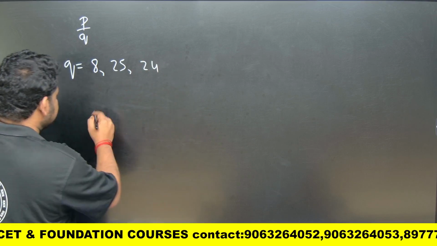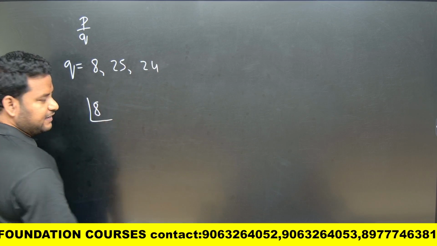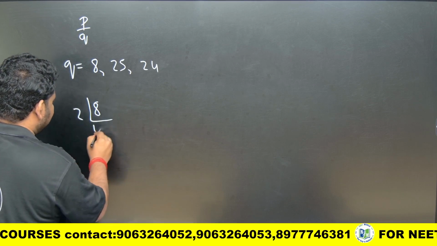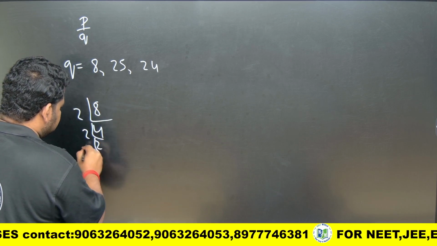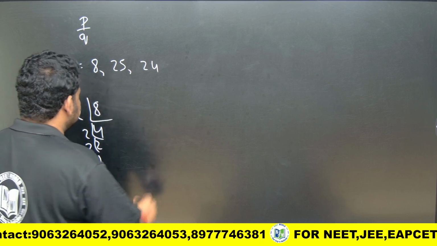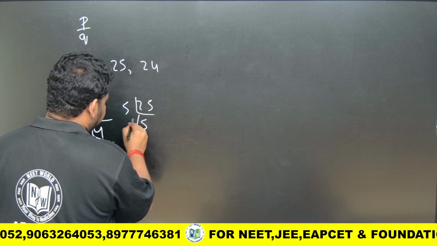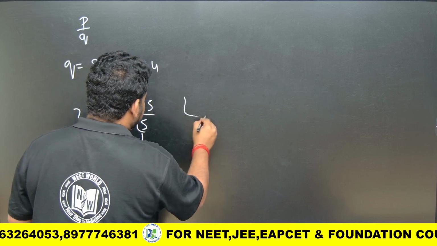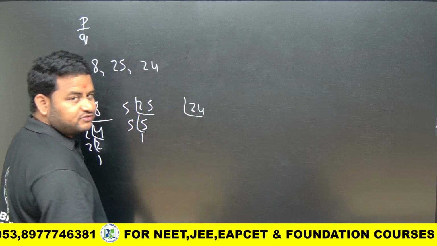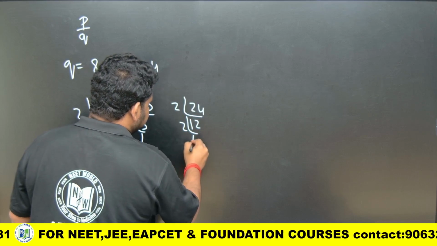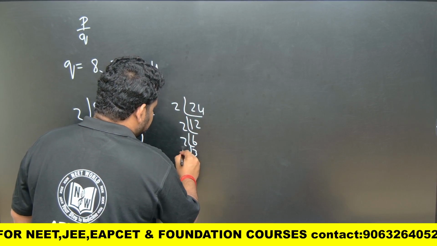If I factorize the denominator, factorizing q, what should I get? 8: 2 4s are 8, 2 2s are 4, 2 1s are 2. Similarly, if I factorize 25, I will get 5 5s are 25, 5 1s are 5. Similarly, if I factorize 24, I will get 2 12s are 24, 2 6s are 12, 2 3s are 6, 3 1s are 3.